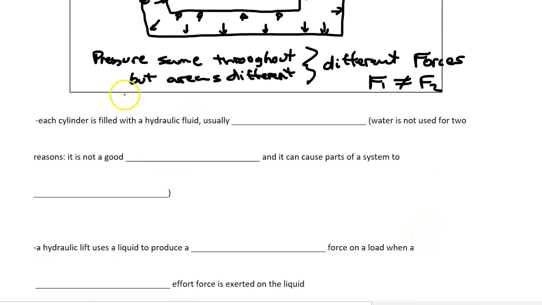Now, in here, something like this you would usually fill with oil, because water is not good for two reasons. First of all, it's not a very good lubricant. It keeps a lot of friction, and it tends to rust things.